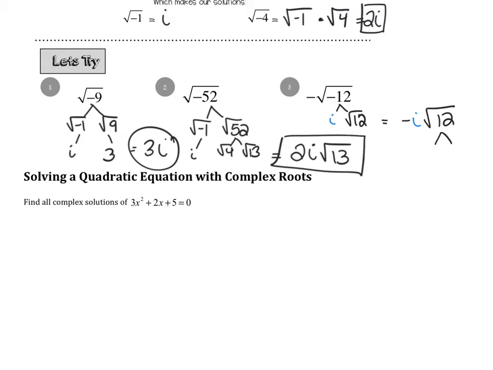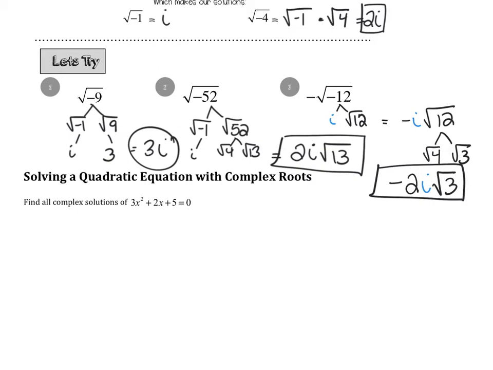But I need to break down the square root of 12. That can be broken down into 4 and 3. And the square root of 4 is 2. So I'm going to pull it out. And I've got -2i square root of 3. There's our final answer for this last one.